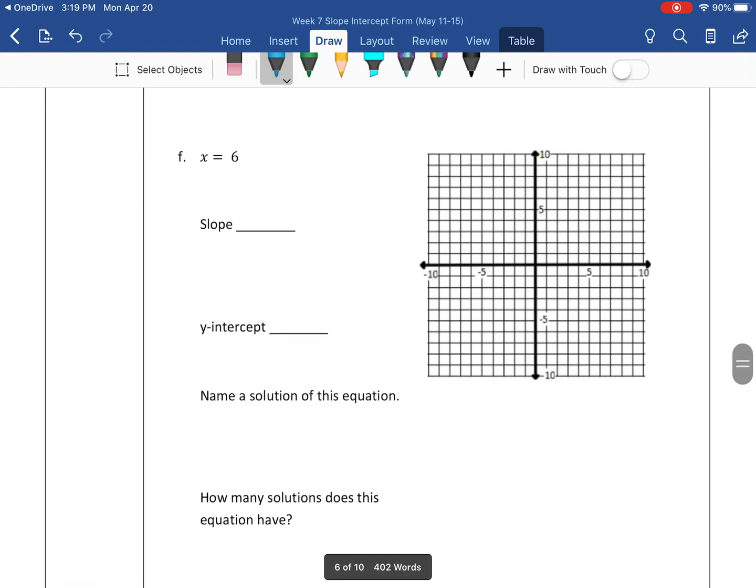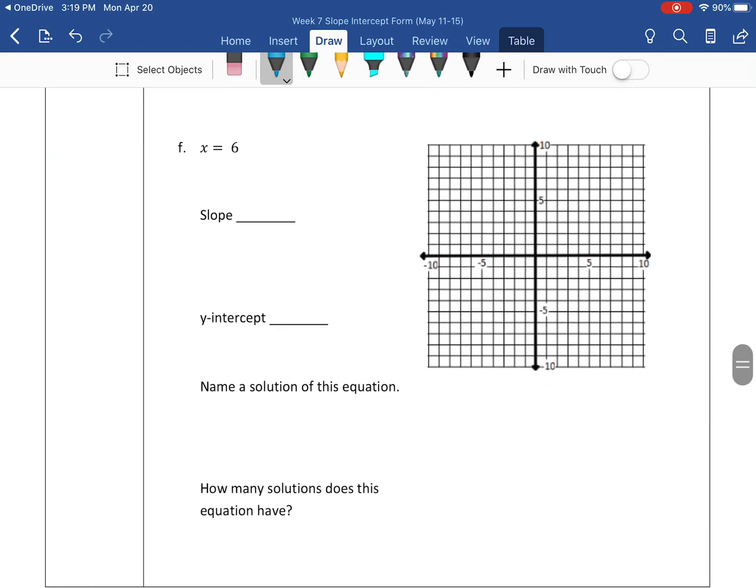Letter F is another special case. We have x equals 6. Well, for this one, it's that special case where we have a vertical line. So since we have that x, that's our hint that it's undefined slope because it's vertical, and that means it's not going to cross the y-axis, so there's no y-intercept. So we're going to find our x-axis, and we're going to go over 1, 2, 3, 4, 5, 6. And we are going to draw a vertical line. So this is the line where x is always going to be equal to 6.